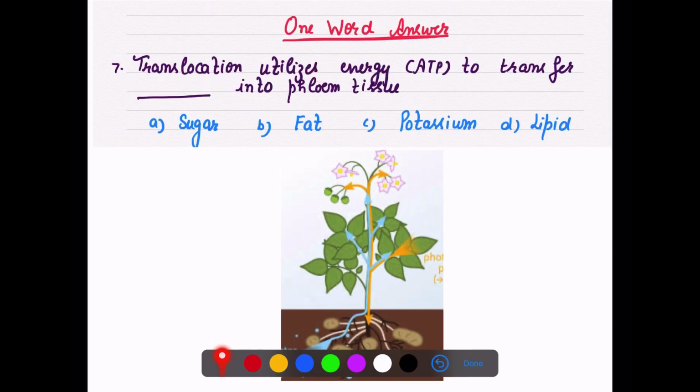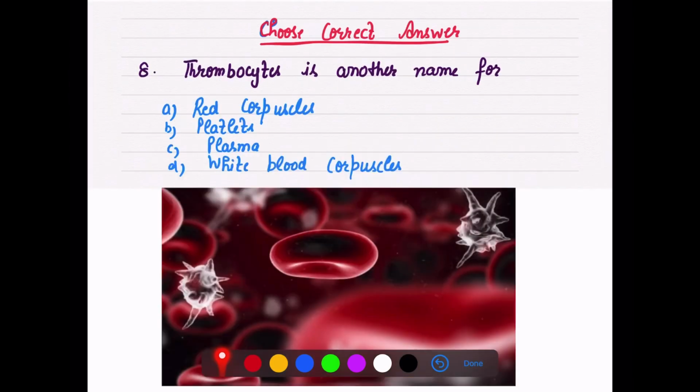Translocation utilizes energy to transfer dash into phloem tissue. It is the most easiest question I have given. Is it a sugar, or it is a fat, or it is a potassium, or it is a lipid? Let's once again read the question. Translocation utilizes energy, which is ATP, to transfer dash into phloem tissue. So you have to choose your correct answer, which I believe that you have already chosen. You have already chosen the correct answer, and I hope that it should be correct one. So let's move to the next question.